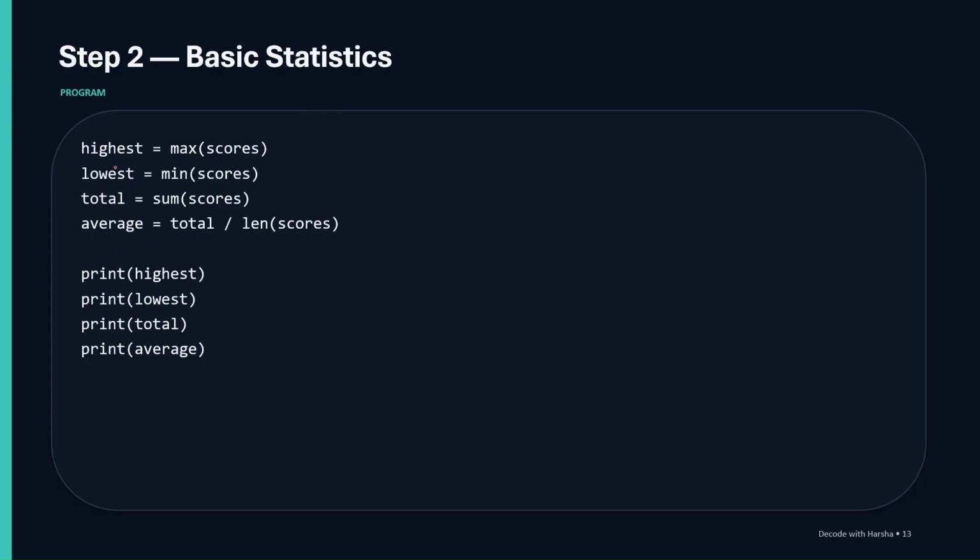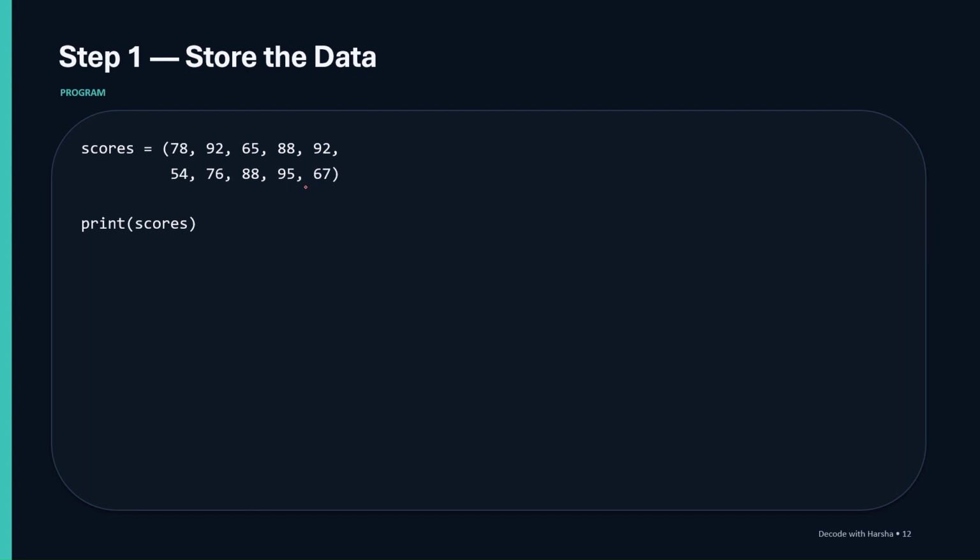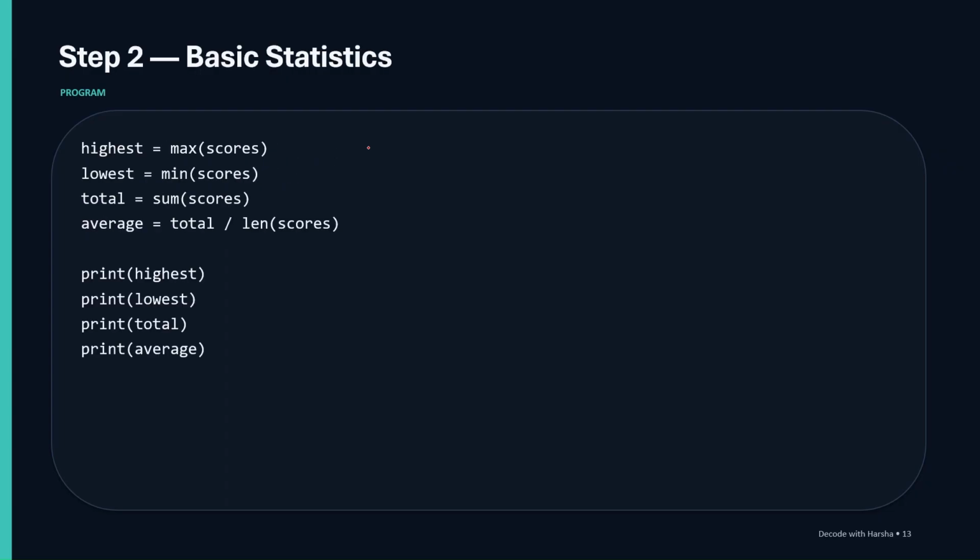Here, to identify the highest value, as we already saw, the max method is used. So max of scores will give me the highest score. Here the highest score is 95. Okay, and for the lowest value, the min method, and the sum method will give me the total. Okay, and the average is total divided by len of scores. Len of scores is the number of values available in the tuple. Clear? So we are printing everything. I'll show you the output.